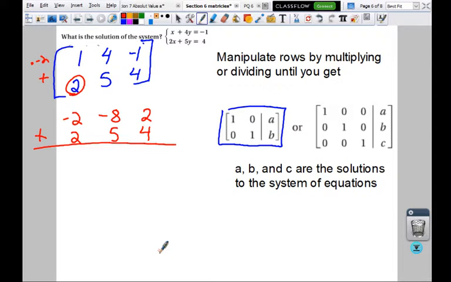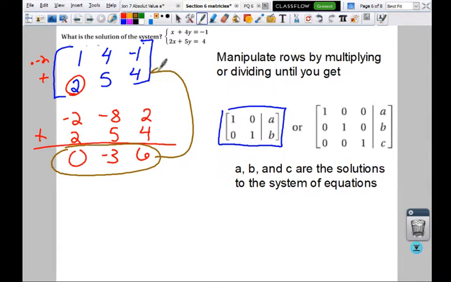Negative 2 plus 2 is 0. Negative 8 plus 5 is negative 3. 2 plus 4 is 6. Now, what I just added up is my new row 2. So this right here is going to go into my row 2.